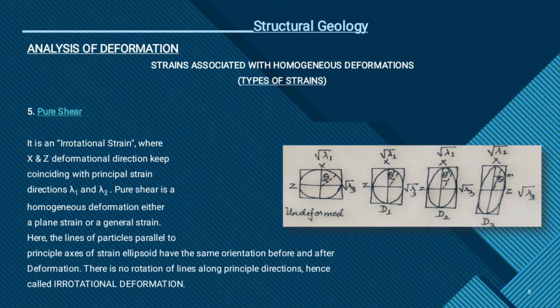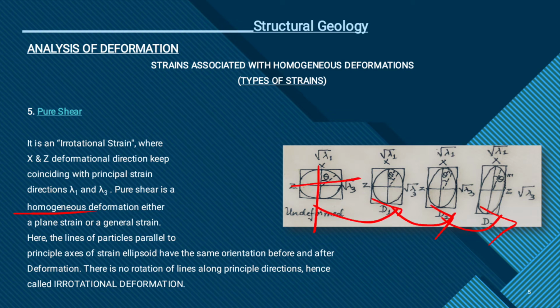Number 4 is pure shear. It's a bit confusing, so you need to concentrate more. Pure shear is an irrotational strain. Irrotational means there is no rotation, only extension. Only extension is there, no rotation is involved here.